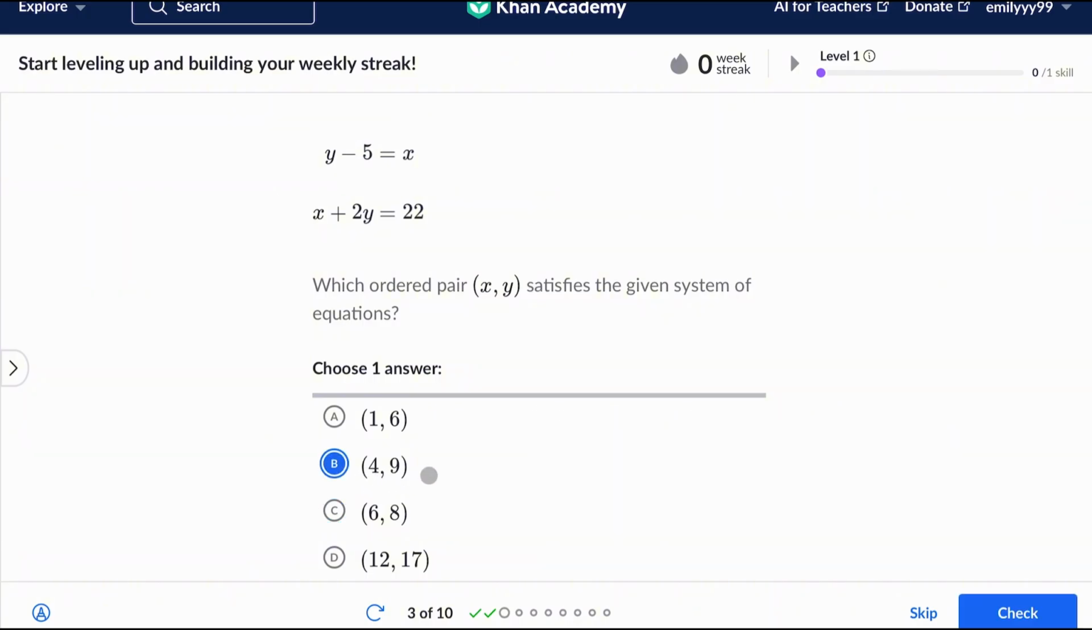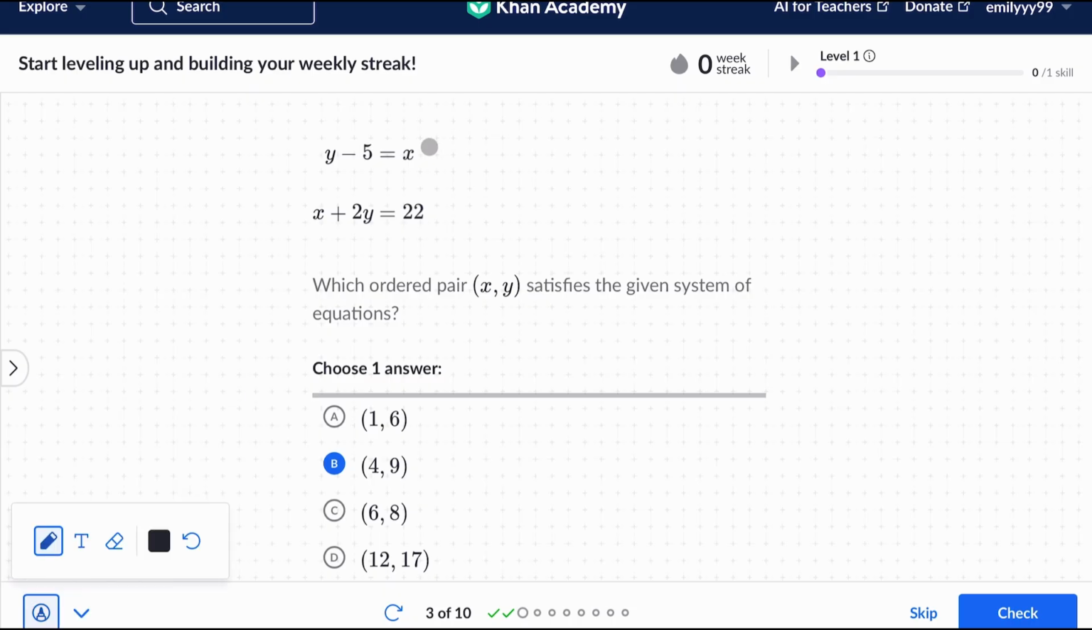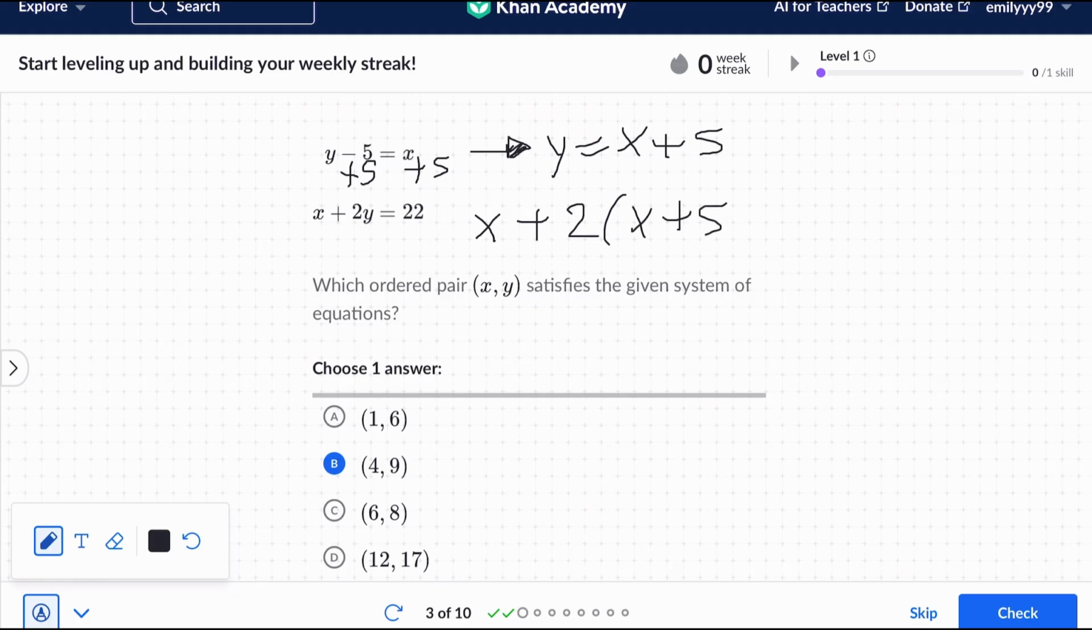But if you are basically solving it, you could just use substitution or elimination. Here I would use substitution because I can see y is alone there. So I would add 5. So then y is equal to x plus 5. And then I would plug it into this equation. So x plus 2, and then we have y is equal to x plus 5, so we plug it in for y: x plus 2 times (x plus 5) is equal to 22. And then after that, you just solve for x, and then that should give you x. So it equals 4.